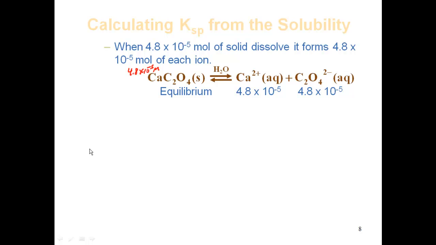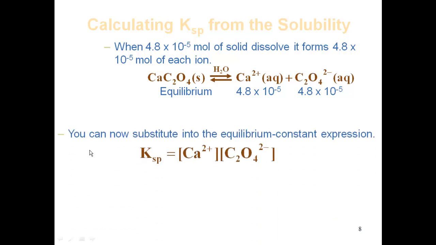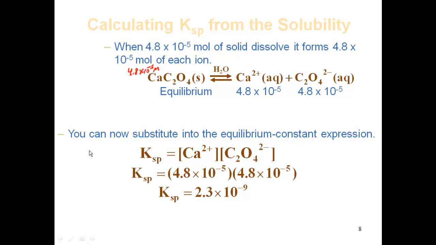Well, I know the amount of ions in each one. All I have to do now is set up the relationship between calcium and oxalate in that Ksp expression, which means Ksp is equal to the concentration of calcium to the first times the concentration of the oxalate to the first. Plug in my values: 4.8 times 10 to the negative 5th for calcium, 4.8 times 10 to the negative 5th for oxalate, which gets me Ksp is equal to 2.3 times 10 to the negative 9.